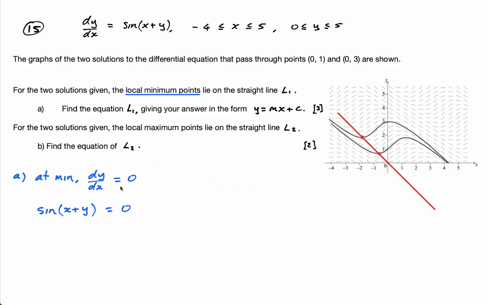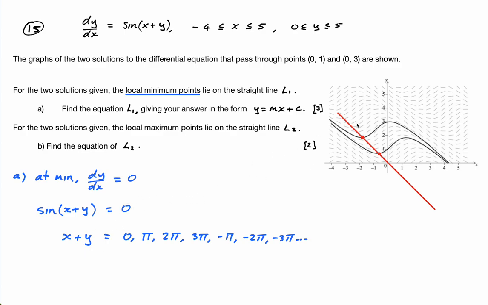And then we can say x plus y is either equal to 0, pi, 2 pi, 3 pi, etc. Or, don't forget, negative pi, negative 2 pi, negative 3 pi, etc. Now I've stopped there and I'll show you why in a second.